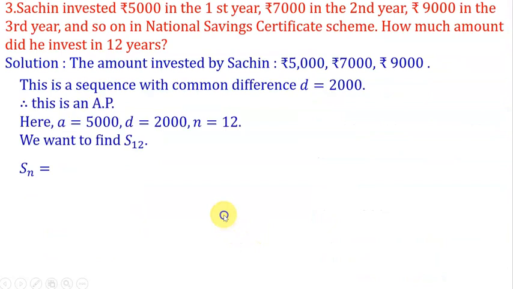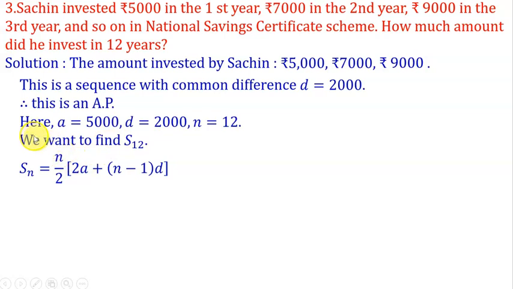Now next example. Sachin invested rupees 5,000 in the first year, rupees 7,000 in the second year, rupees 9,000 in the third year, and so on in the National Saving Certificate Scheme. How much amount did he invest in 12 years? Okay, the amount invested by Sachin is rupees 5,000, rupees 7,000, 9,000. This is a sequence with a common difference. यामध्ये किती येणार? 7,000 minus 5,000, 2,000 मिळेल. Okay, किंवा 9,000 minus 7,000, you will get here 2,000. Therefore the value of D is 2,000.